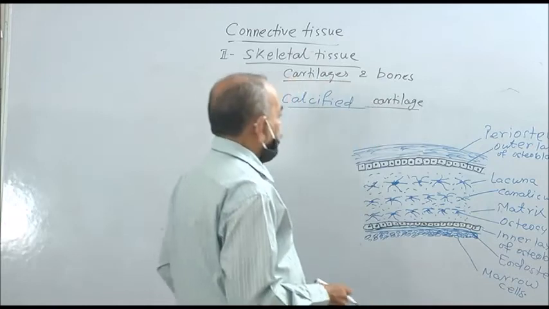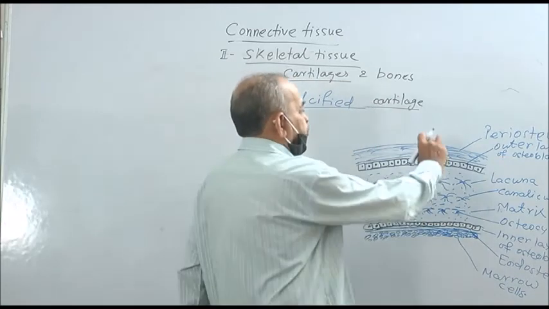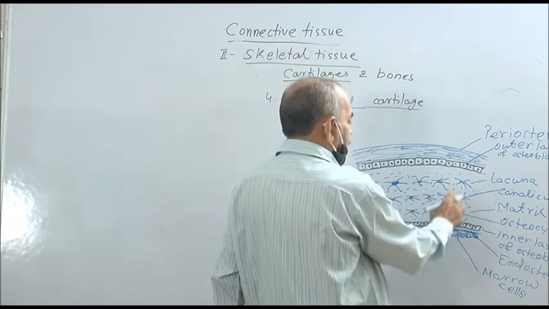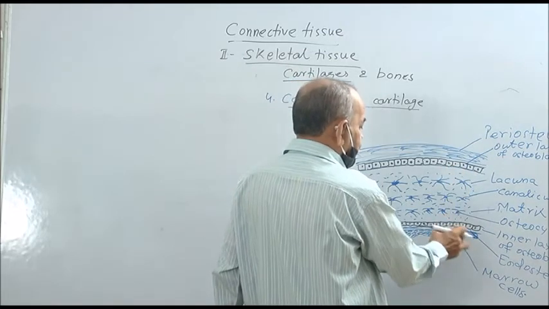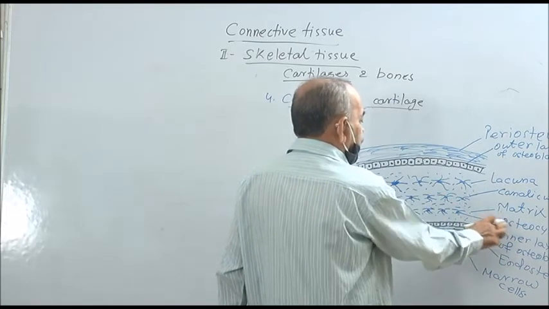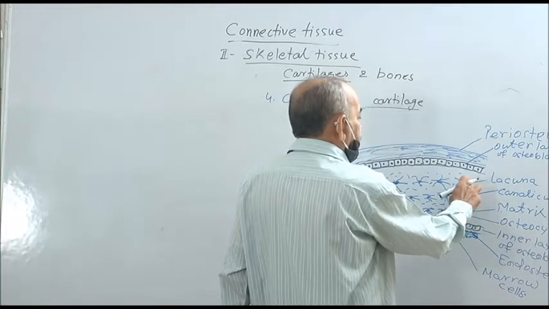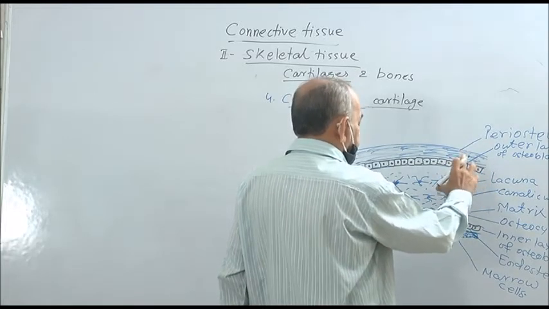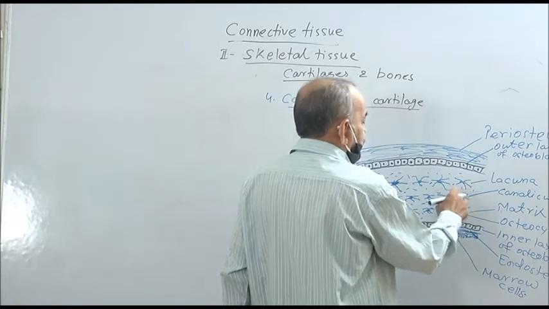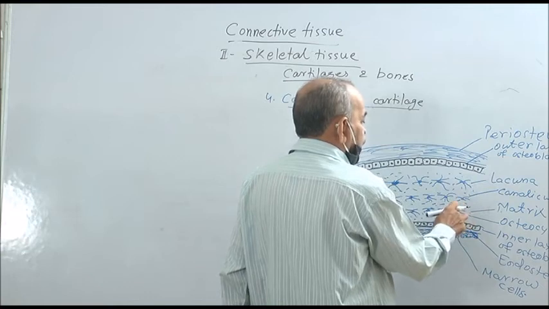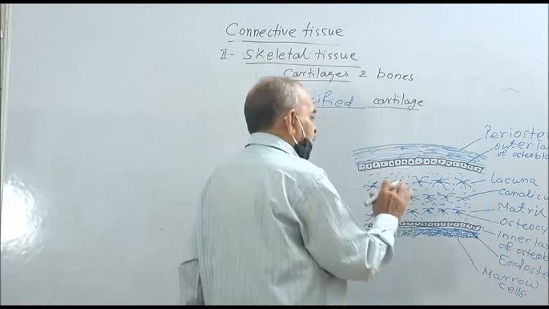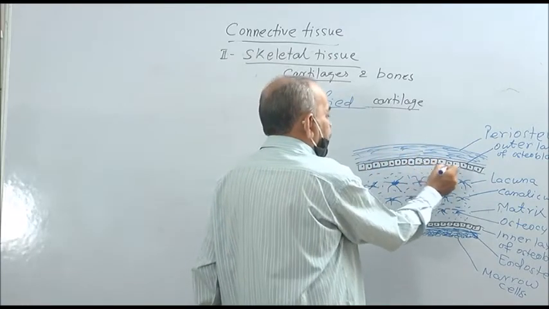So, this is a calcified cartilage. This is periosteum on the surface. This is the outer layer of osteoblasts. This is the inner layer of osteoblasts. These are the marrow cells. So, this is the inner side, and these are the osteocytes, and they are present in the lacunae, fluid filled spaces, and these are the canaliculi, canals originating from the osteocytes which connect all the cells. So, this is a calcified cartilage.